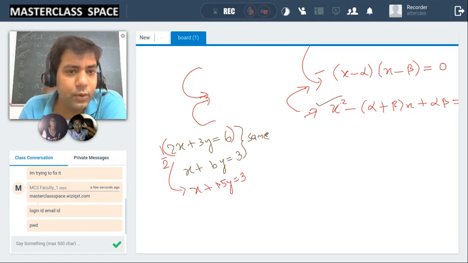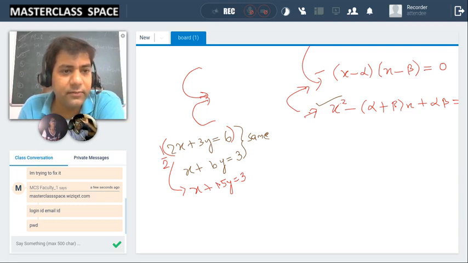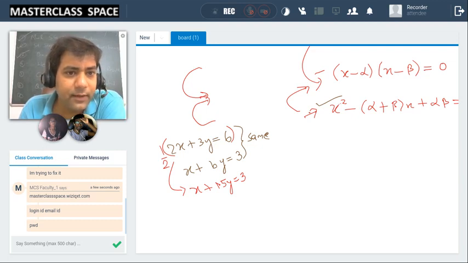Okay, now what can you do? You can compare the coefficients. Compare the coefficient means coefficient of x in this equation equal to coefficient of x in that equation. Coefficient of y in this equation is equal to coefficient of y in that equation. So coefficient of y in first equation is b. But coefficient of y in second equation is what? 1.5. So b equals 1.5.